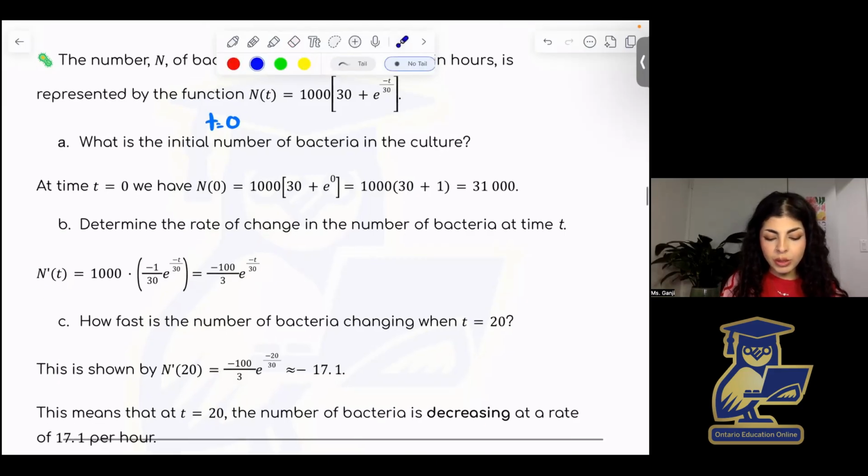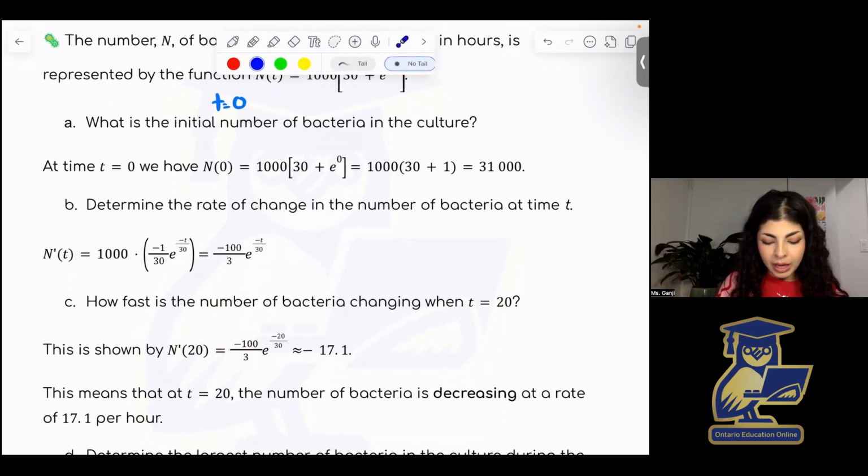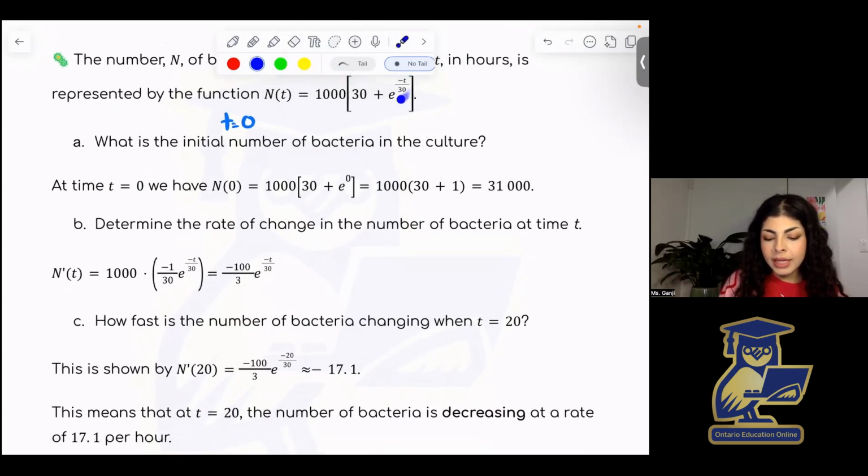And this is going to be equal to 1,000, and inside the bracket. So 1,000 is just our constant multiple rule, so that's why I left it there. And then we want to find the derivative of the bracket. So 30 is a constant, so the derivative is just 0. And because I have the sum rule here, then this is just 0, and we find the derivative of e to the power of negative t over 30, which is our composite function of an exponential function.